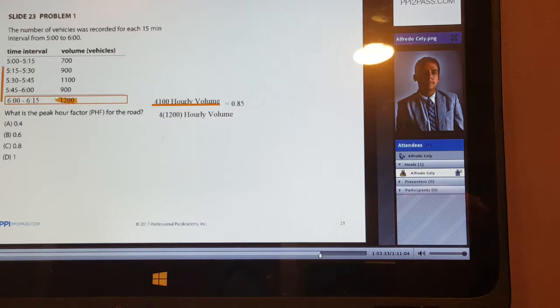Now that's if you have to evaluate a larger data set. You'll have to first find which of your 4 consecutive 15-minute terms yield your highest hourly volume. And then from those four, you need to pick the 15-minute segment that has the highest density. And then you evaluate your total hourly density over 4 times your peak 15-minute density to get your peak hourly factor.